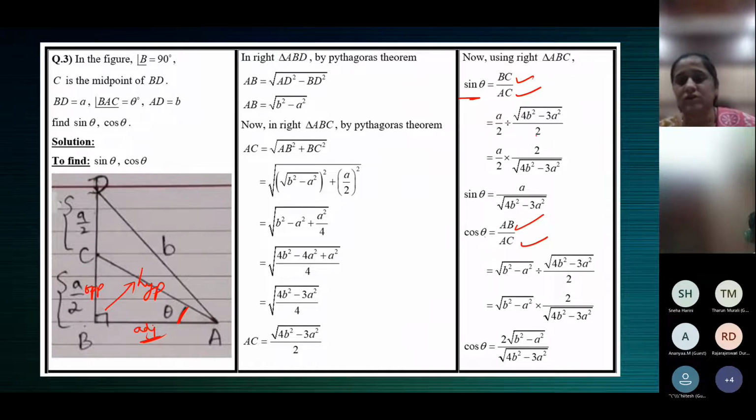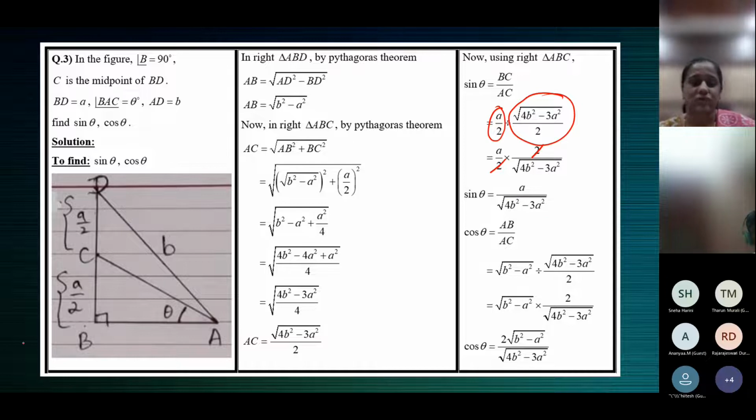Now substitute the value. Whenever it's a fraction, I always use the division symbol so that you know how to calculate correctly. So this is BC divided by this is AC. Next step, division becomes multiplication and reciprocal. 2 and 2 get cancelled. So A by root of 4B square minus 3A square is the value of sine theta.